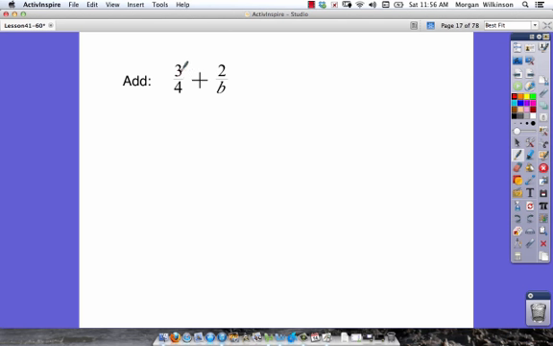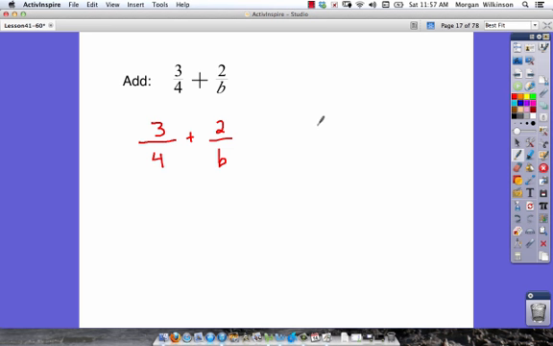Alright, here we have 3/4 plus 2 over b. If we look at this, these have different denominators. So we've got to find the least common multiple of 4 and b. Well, the least common multiple of 4 and b must be 4b. So we're going to rewrite as 3 over 4 plus 2 over b, just so we have a little more room.